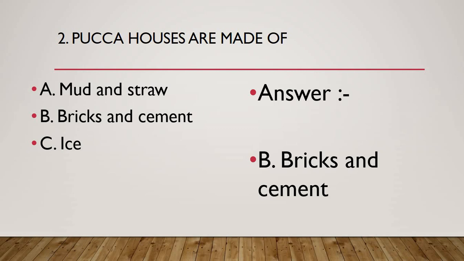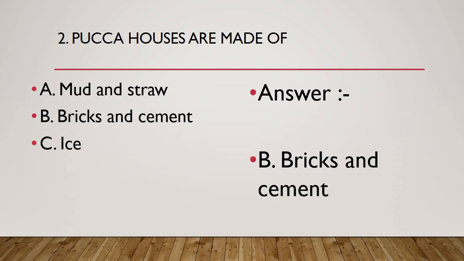So it is very much necessary for you to get this practical knowledge. Your house is not made up of straw and mud, correct? And neither is it made up of ice. Yes, there is ice in your house. Where? In your refrigerator. But your house is not made up of ice, correct? So it has to be bricks and cement. Okay students, those who have given this answer, congratulations, you have given the correct answer.